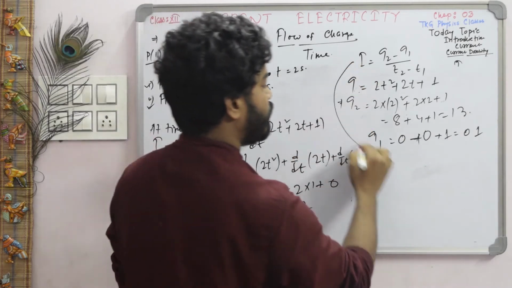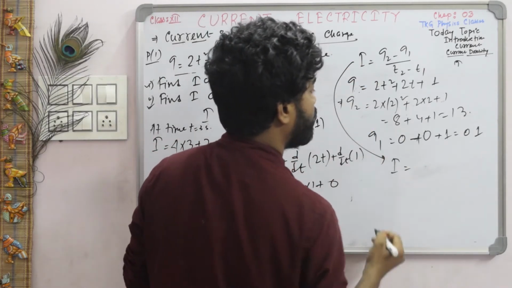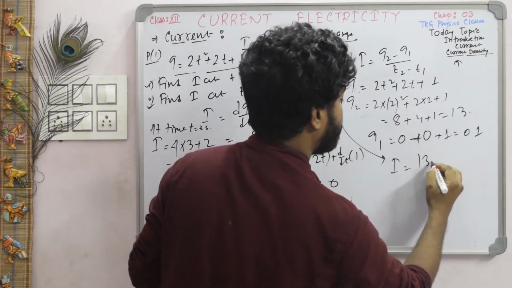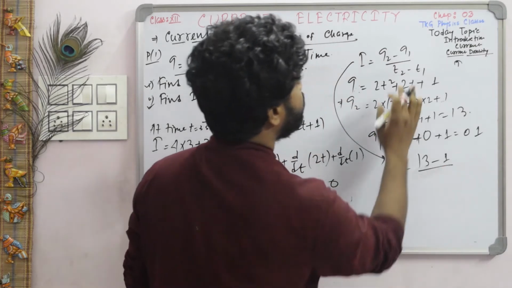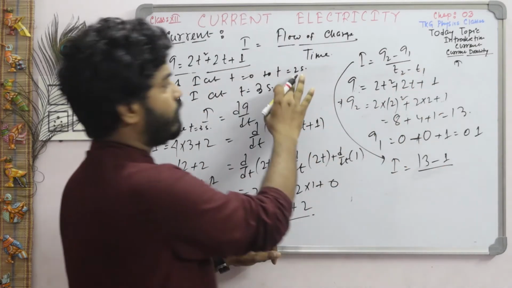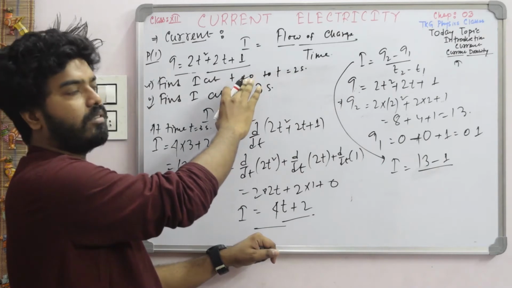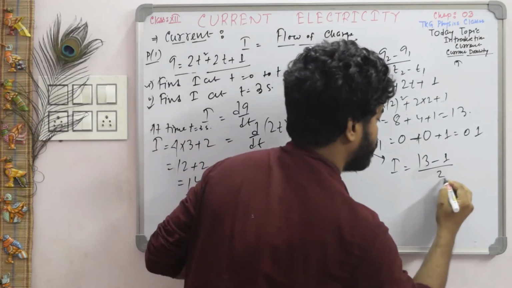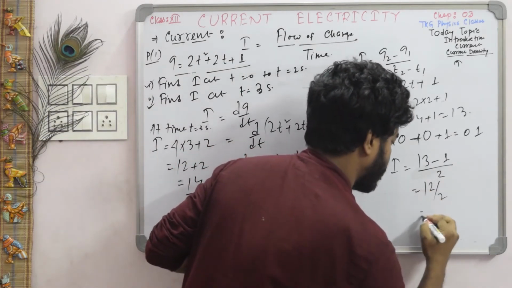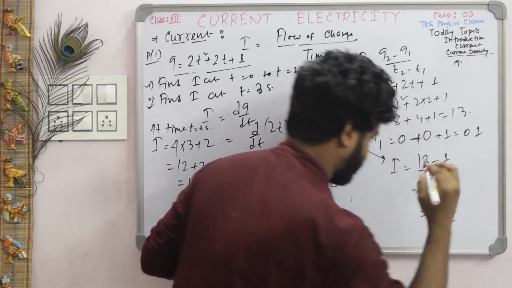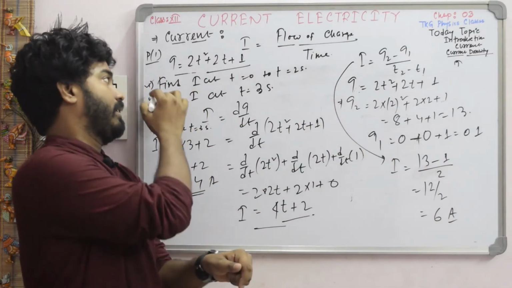Now, using this equation we can write I is equal to Q2 minus Q1, that is 13 minus 1, divided by T2 minus T1. You know the value of T2, that is 2 second, and T1, that is 0. So, T2 minus T1 is 2. So, this one becomes 12 by 2, that is 6 ampere. So, the first answer is 6 ampere.